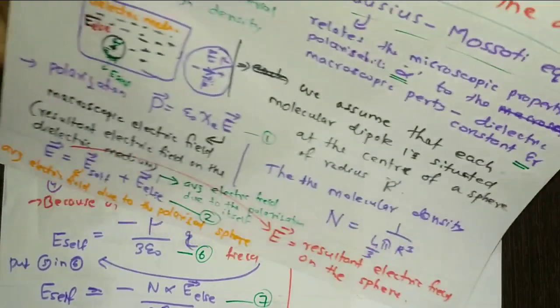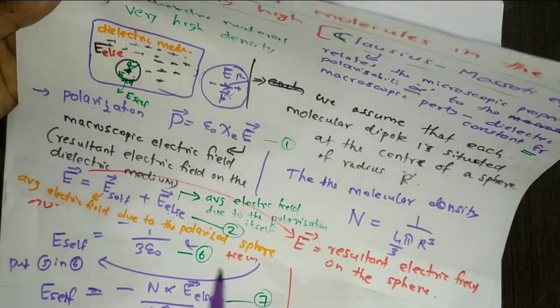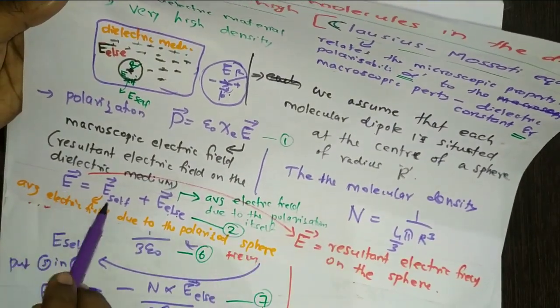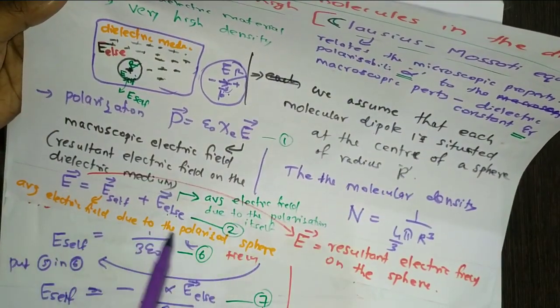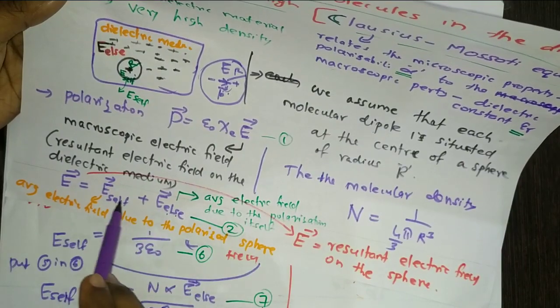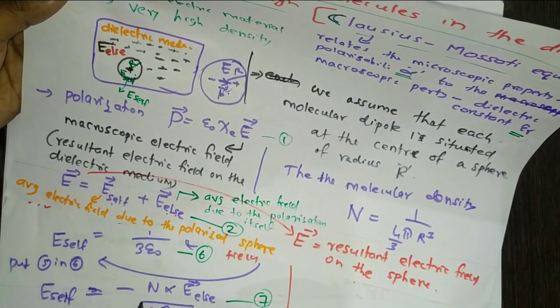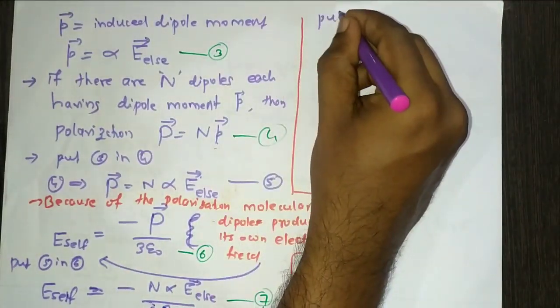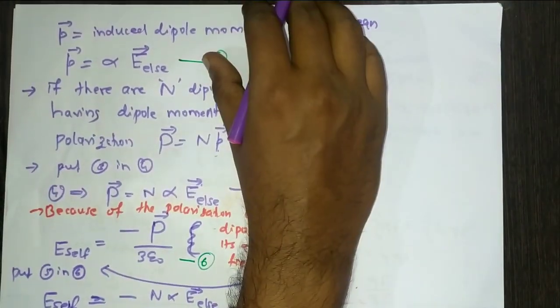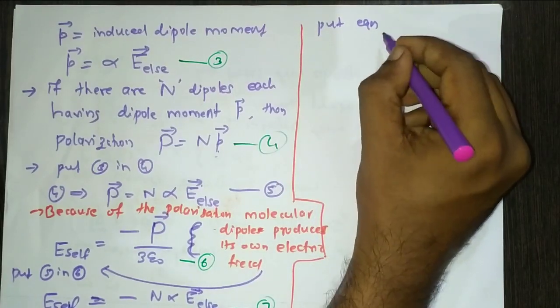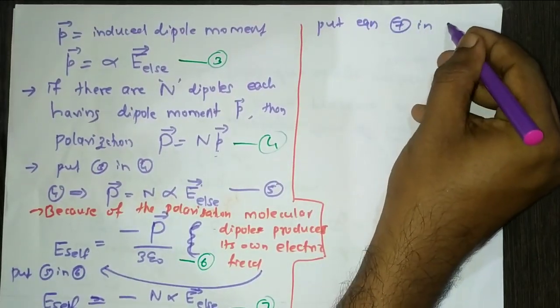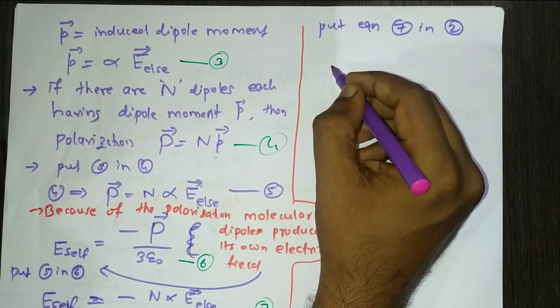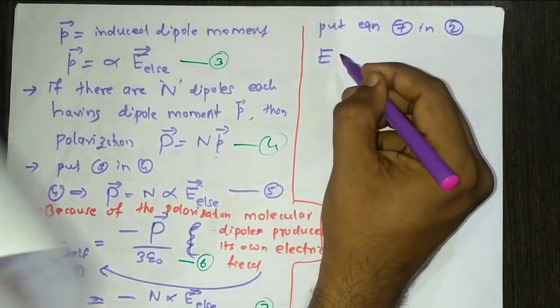Now I substitute equation 7 in equation 2. Equation 2 is E self plus E else. Instead of E self, I substitute this expression, that is, put equation 7 in equation 2. Equation 2 is here.